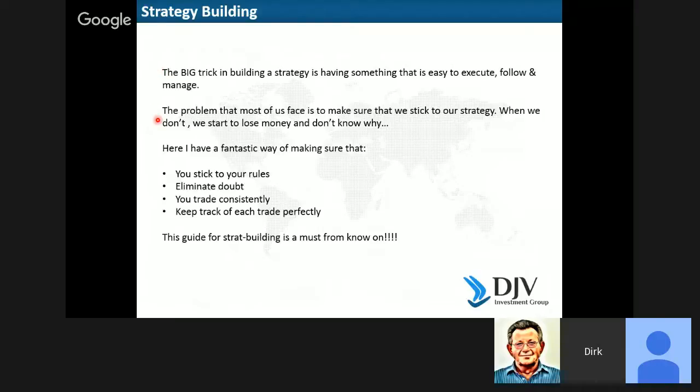The problem most of us face is making sure that we stick to our strategy. I found that happening with quite a lot of people, it happens with the bulk of them, and this is why I go through this method of strategy building. This saves you from a lot of the confusion, from veering off the pathway.